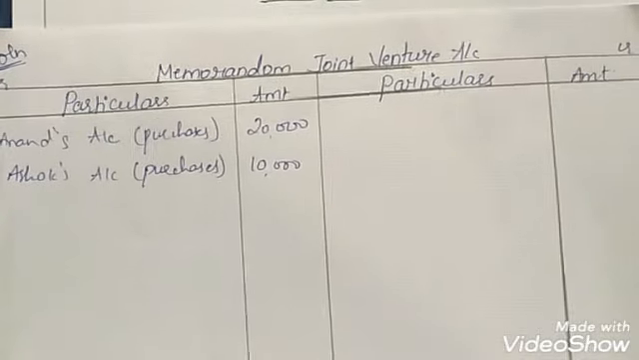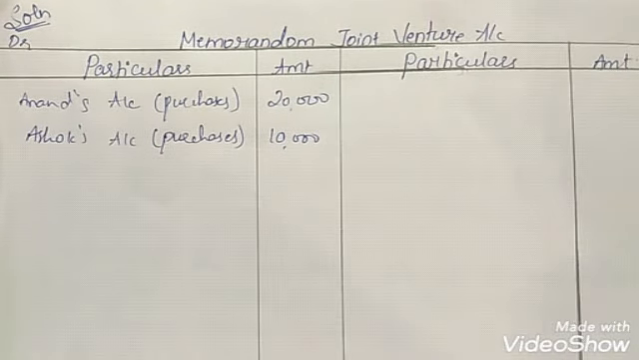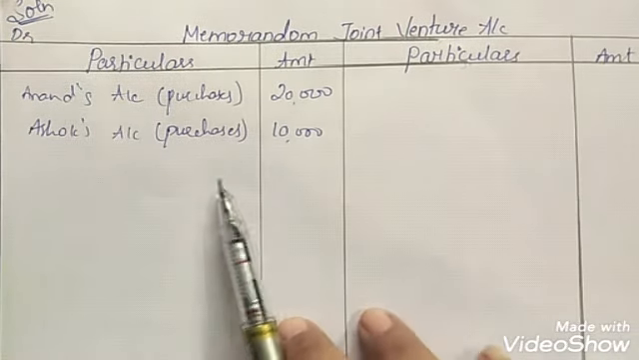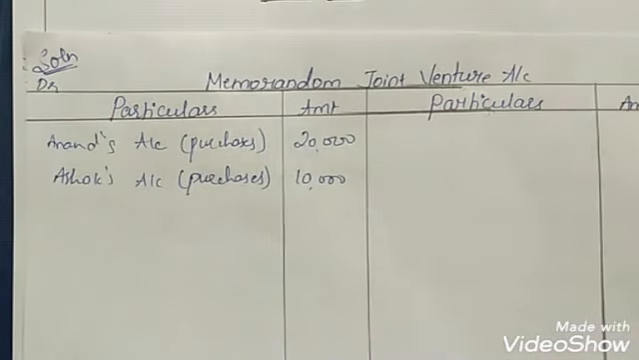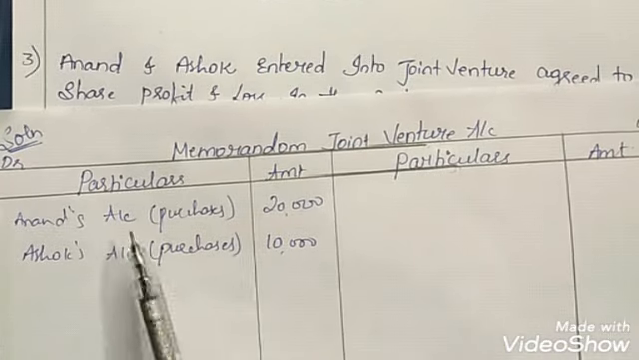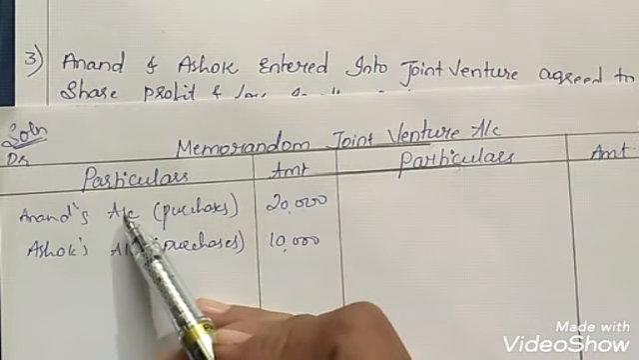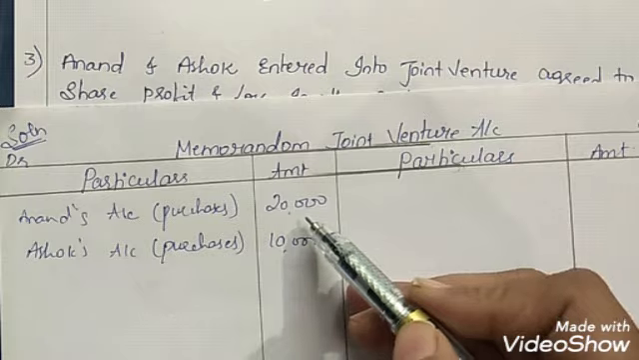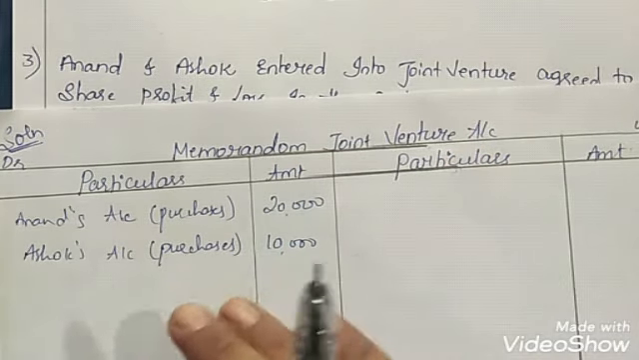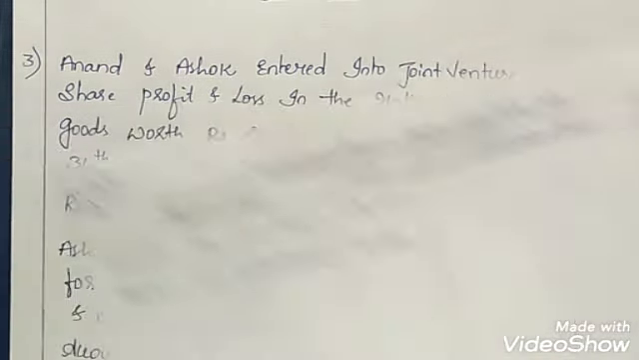So the things that we record in the trading and profit and loss account will appear here. Purchases, expenses, all those things will be recorded on the debit side, whereas sales and incomes will be recorded on the credit side. Purchases I have recorded on the debit side. So whoever has made the purchases, just mention their name and put the amount. In the memorandum joint venture account, we have to do it like that.